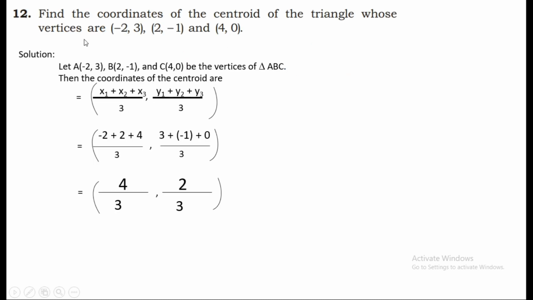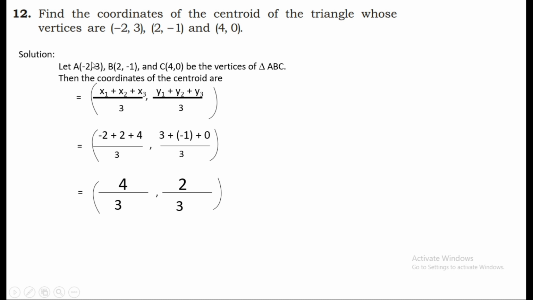Next, find the coordinates of the centroid of the triangle whose vertices are given. So this is very easy. You just have to put down the formula. So let A (minus 2, 3), B (2, minus 1), C be the vertices of triangle ABC. So the coordinates of the centroid will be x1 plus x2 plus x3 divided by 3, y1 plus y2 plus y3 divided by 3.